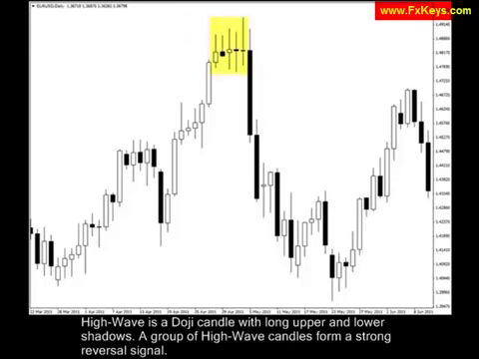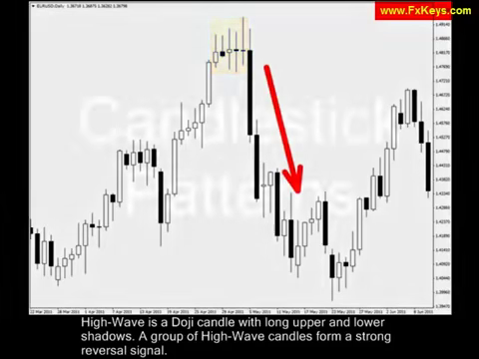High wave. High wave is a doji candle with long upper and lower shadows. A group of high wave candles form a strong reversal signal.